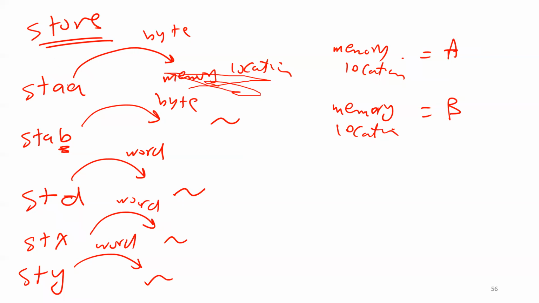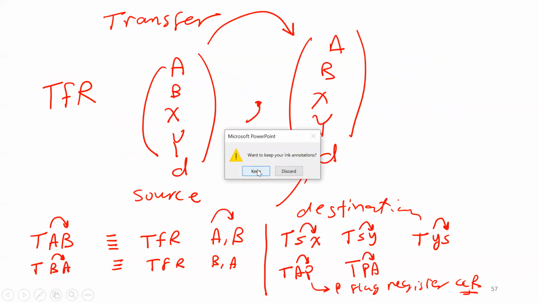Here you copy a byte, register A, to a memory location. Register B to a memory location. You copy a word, which is register D, to 2 memory locations. Also here you copy a word, and here also you copy a word. Easy, right? Any questions? So these are all the instructions we have.